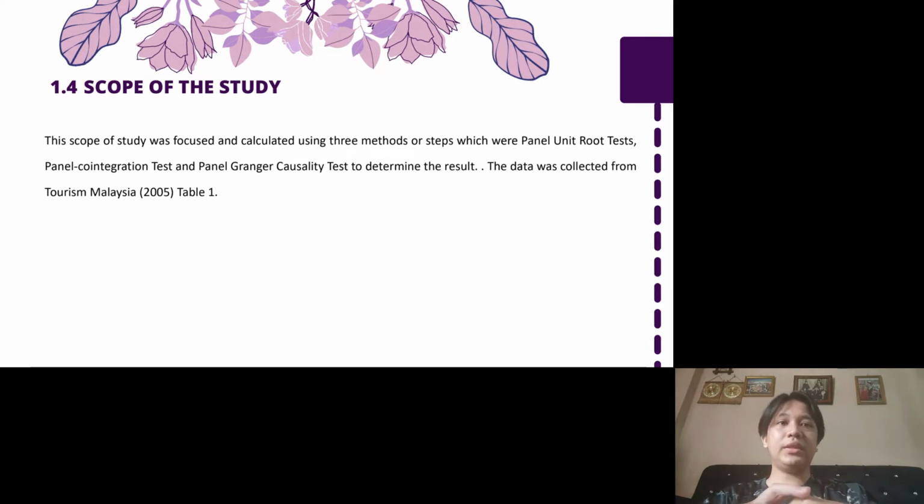Scope of the study. The scope of study was focused and calculated using 3 methods mentioned previously, which is panel unit root test, panel co-integration test, and the panel granger causality test to determine the result. And the data was collected from Tourism Malaysia 2005, Table 1.